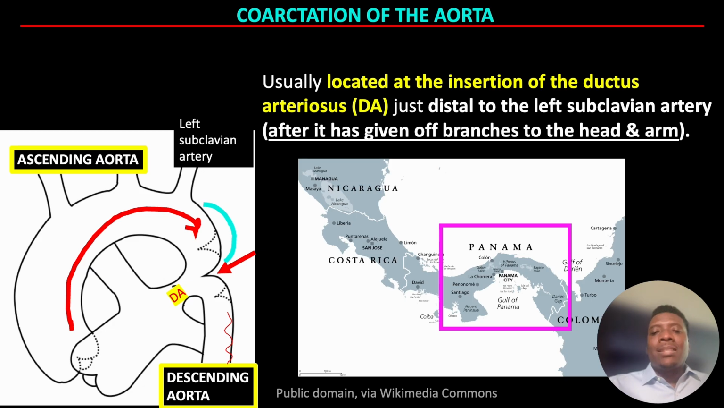Very important about this is that the narrowing occurs after the aorta has given off branches to the head and the arms, such as the subclavian arteries and the carotid arteries. Clinically, that means that coarctation of the aorta is associated with high blood pressure in the upper extremities, but low blood pressure in the lower extremities after the narrowing.